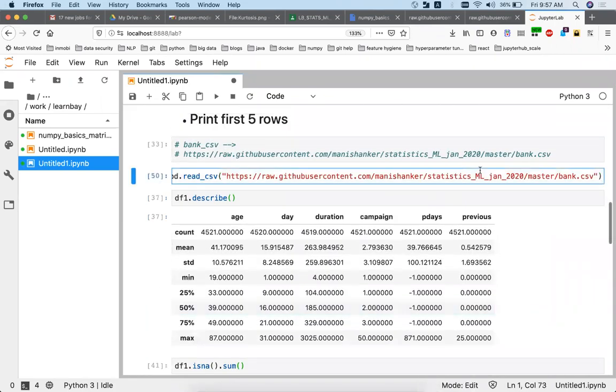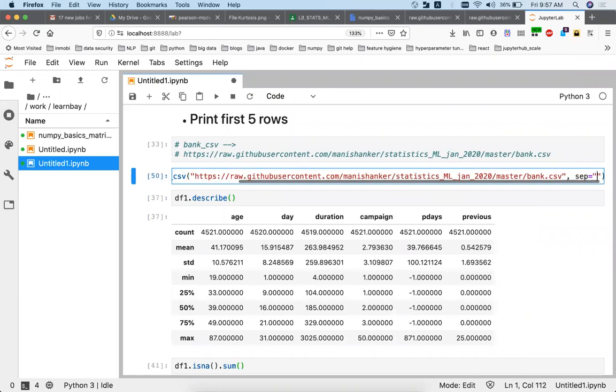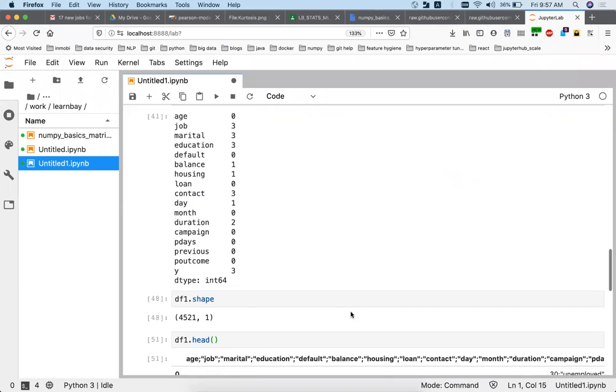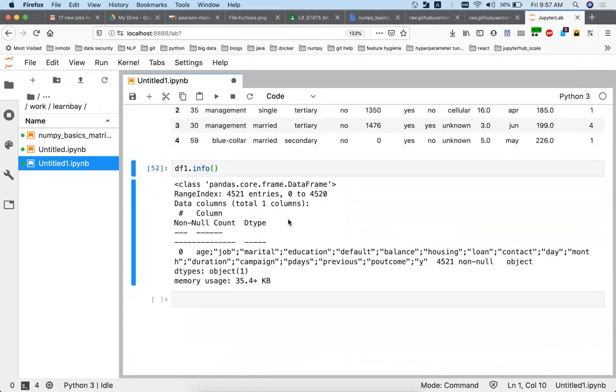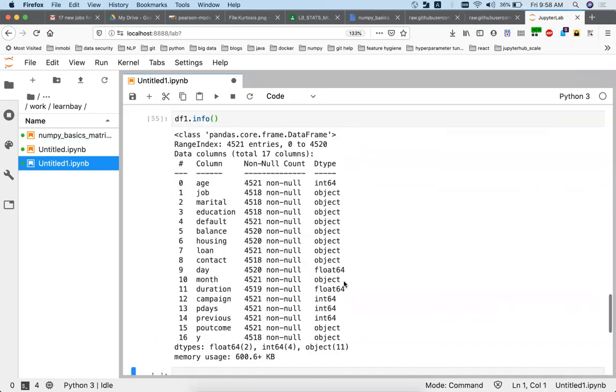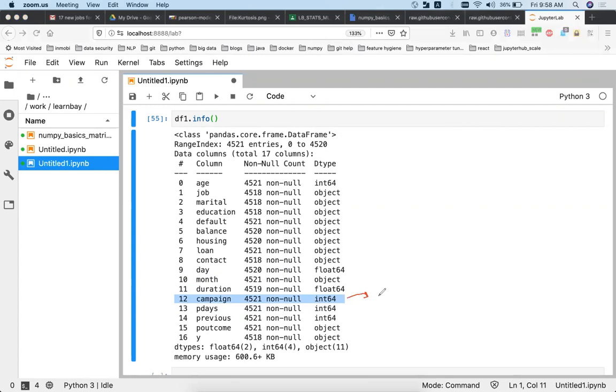If I include the separator and do this, it is fine. You are saying, let's say, that on row number 1000 there is an issue. When I do this, this is float, this duration is int64, and this will convert to object. This will convert to object.